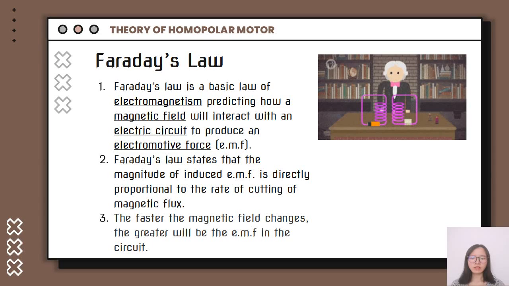Faraday's law. Faraday's law is a basic law of electromagnetism predicting how a magnetic field will interact with an electric circuit to produce an electromotive force, EMF. Faraday's law states that the magnitude of induced EMF is directly proportional to the rate of cutting of the magnetic field. The faster the magnetic field changes, the greater will be the EMF in the circuit.